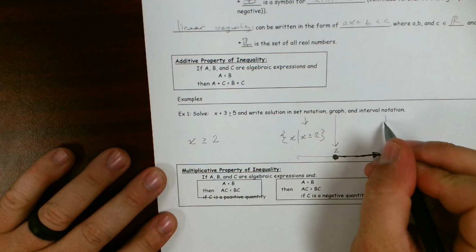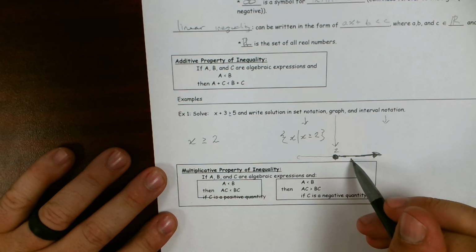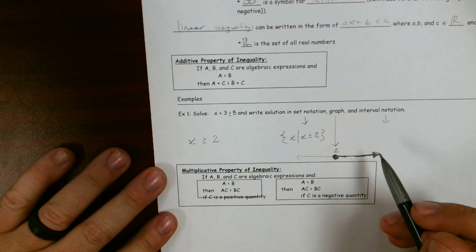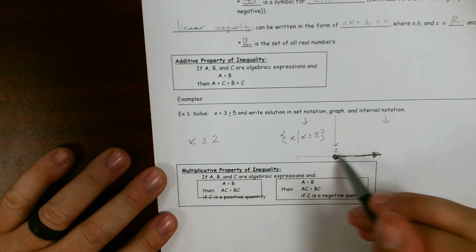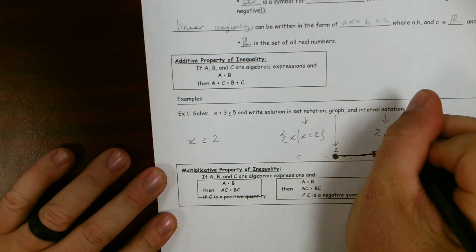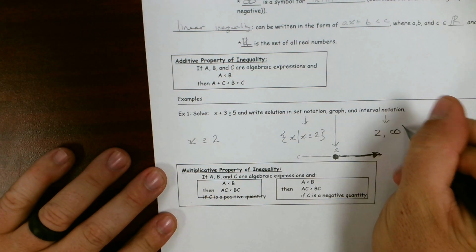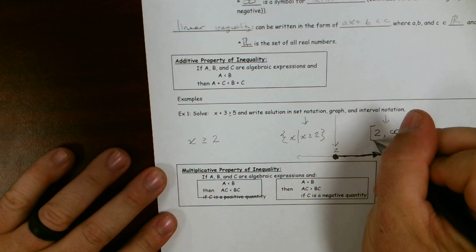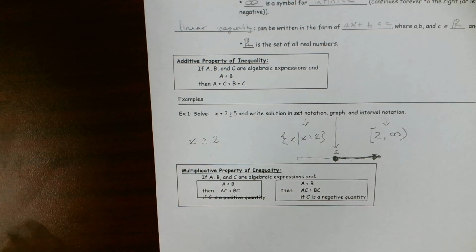Lastly, for interval notation, I like to look at the number line. Because we read number lines from left to right, we're going to read interval notation from left to right. 2 to infinity. Infinity never has a bracket because you can never touch infinity. And 2 is included, so 2 should have a bracket.